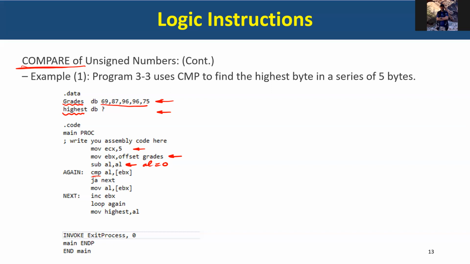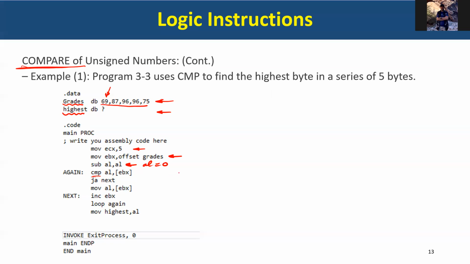If you didn't reset AL, if you didn't make it 0, it might have a value that is bigger than 69. So 69 must be our first guess for the maximum number between the five numbers. If you left AL with no resetting, it might have a random value in the memory, which might be greater than 69. And if 69 is really the greatest number, you will not record it, as we will see now.